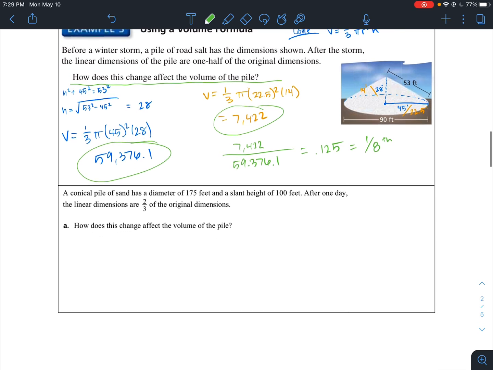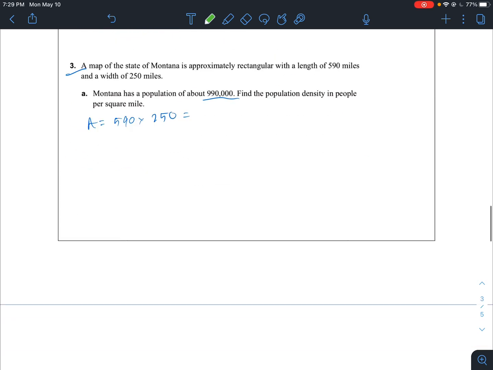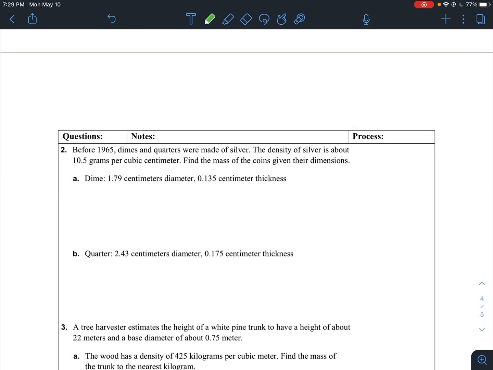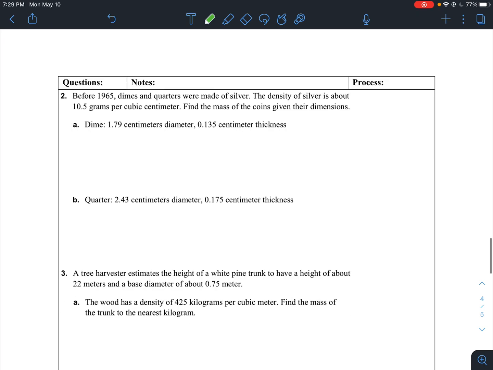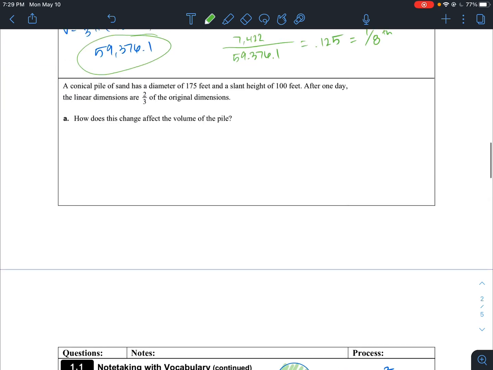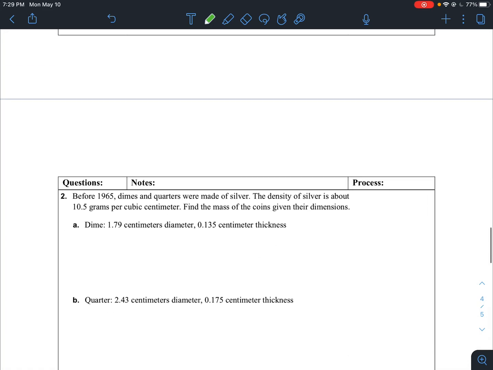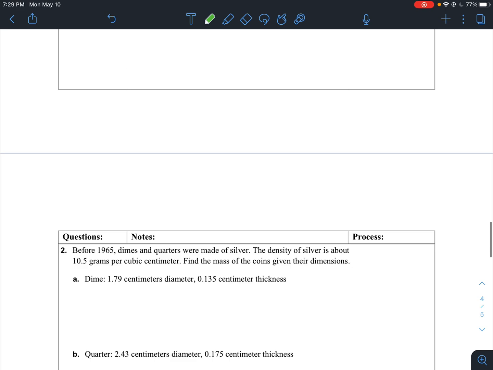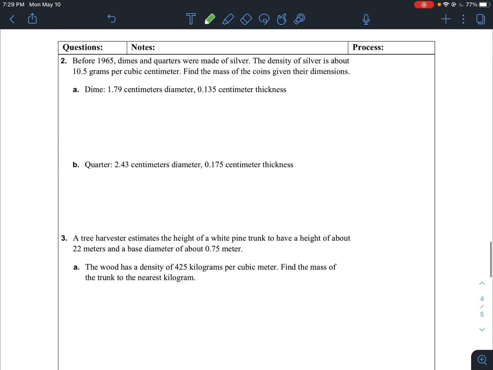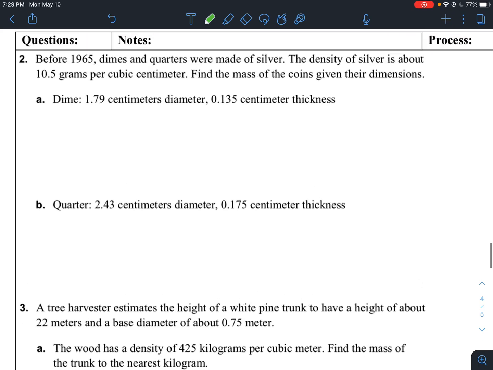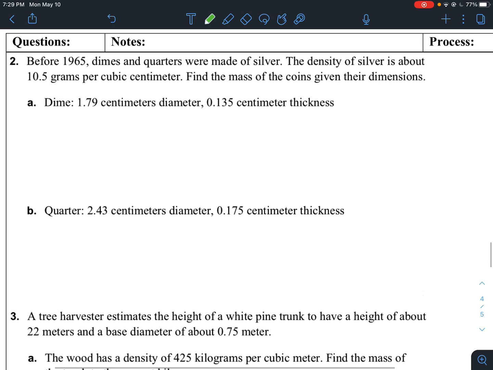Okay, so just to get you a little bit more practice, we'll do part of number 2. The rest of these problems, like right here on this page and on this page, you should be able to do if you followed closely enough with the rest of the example problems. They all follow pretty much exactly. But in any case, for this one, it says before 1965, dimes and quarters were made of silver. The density of silver is about 10.5 grams per cubic centimeter. Find the mass of the coins given their dimensions.